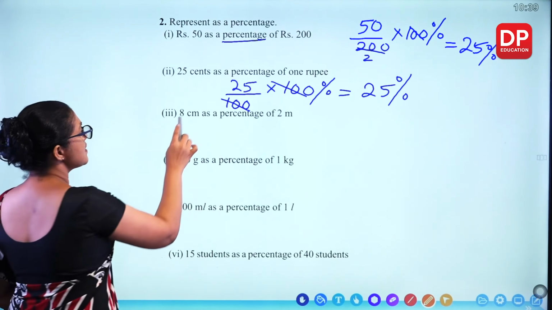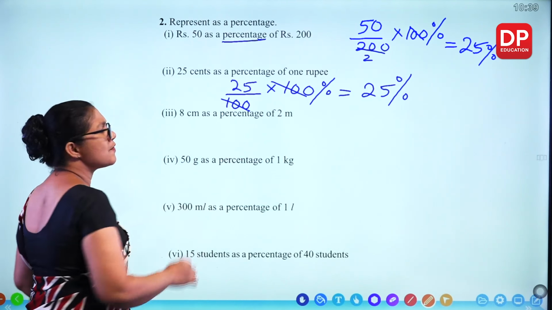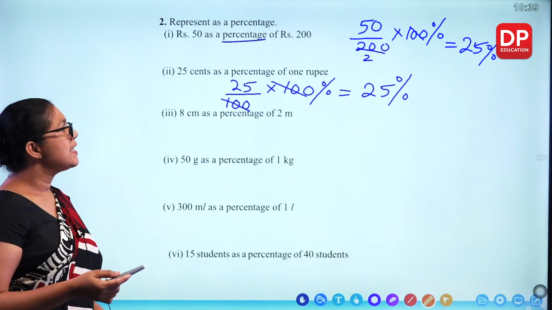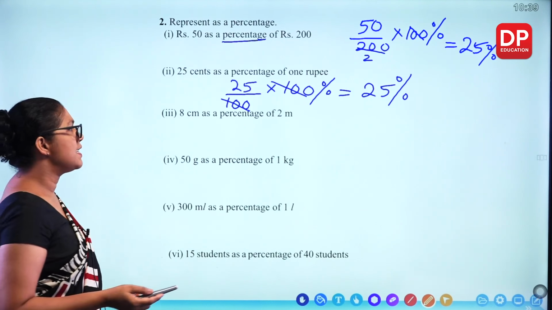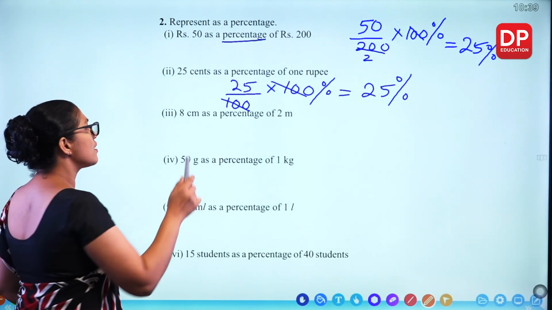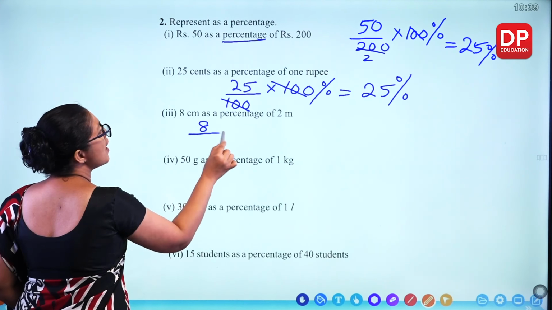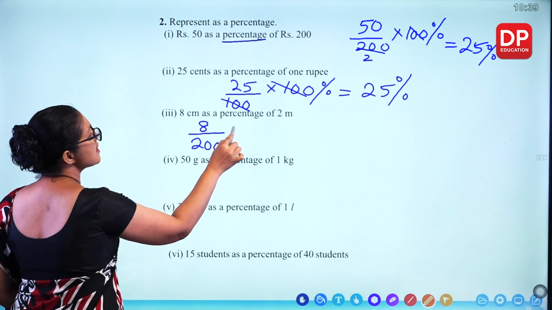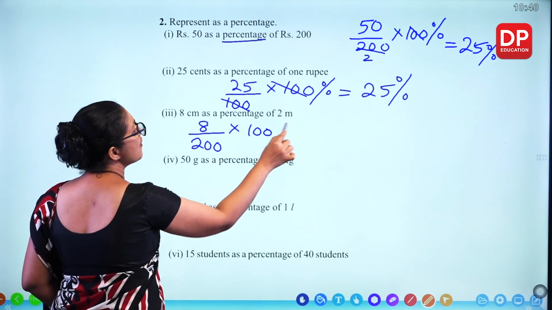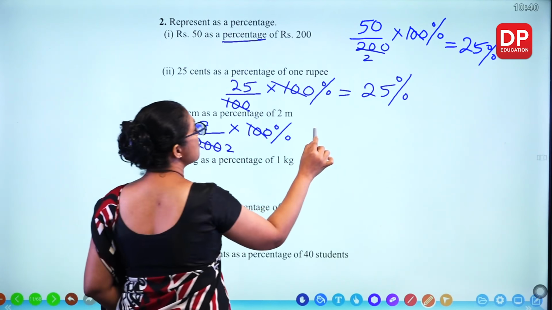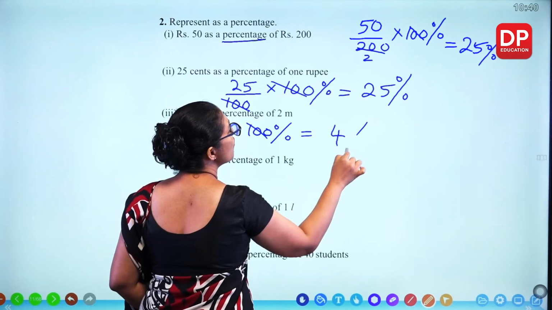This one, 8 centimeters with 2 meters. Again convert to the same unit. Meters you can convert to centimeters. 100 centimeters is 1 meter. So what is 2 meters? 200 centimeters. 8 over 200 into 100%. 100 into 2, 8 divided by 2, you get 4%.